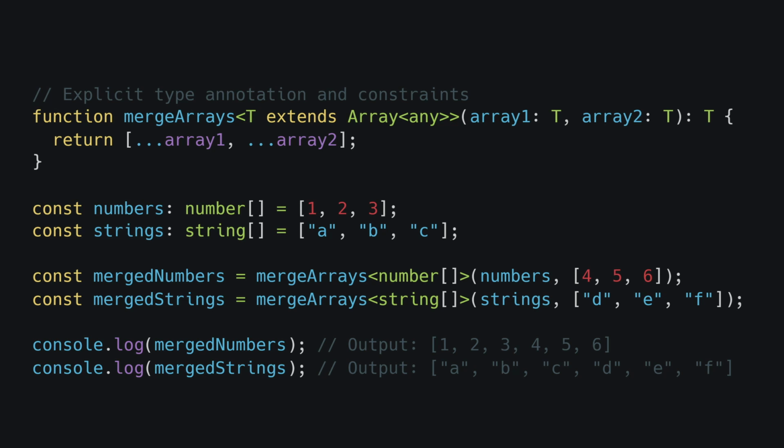Here's an example that demonstrates both best practices. In this example, the mergeArrays function merges two arrays of the same type. The generic type parameter T is constrained to be an array type using extends Array<any>. By explicitly annotating the types of the input arrays, number and string, and applying the constraints, we ensure that the function works correctly and provides type safety. By following these best practices, you can write more robust and maintainable code when using generics in TypeScript.